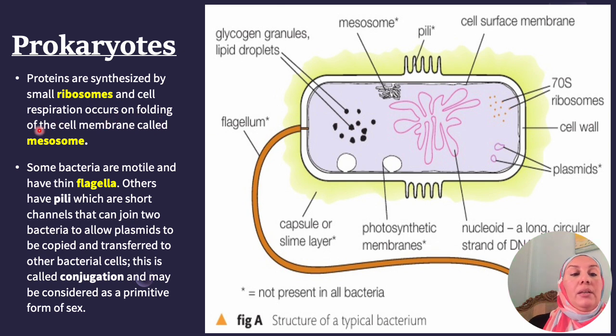Respiration happens in a certain enfolding called the mesosome. We talked about the flagella. We talked about bacterial cells transferring plasmids from one cell to another, and that's what biologists consider as a primitive way of transferring DNA. So this is conjugation in a primitive way.